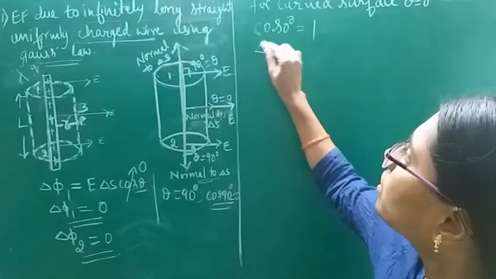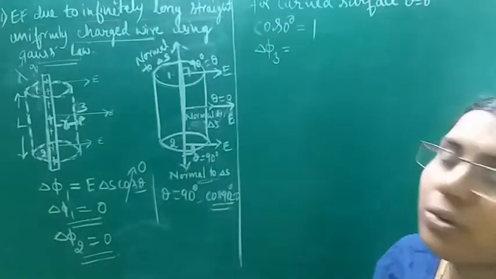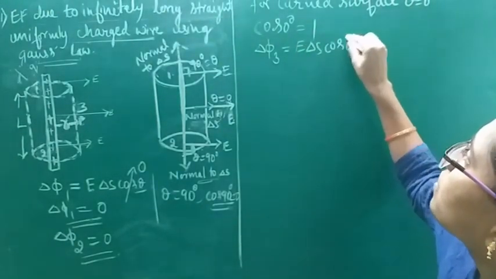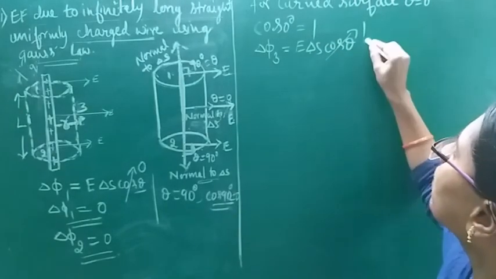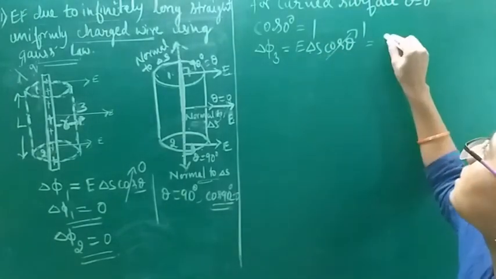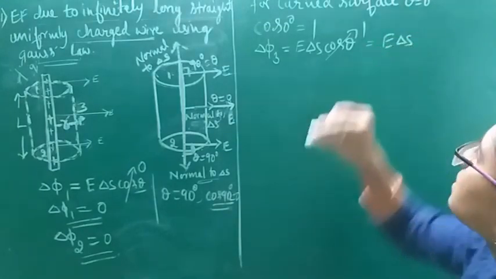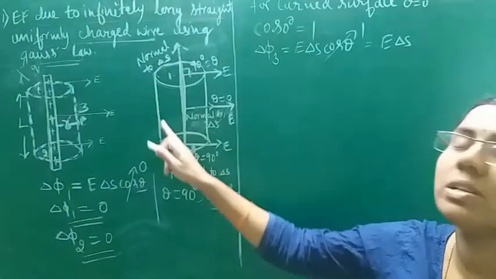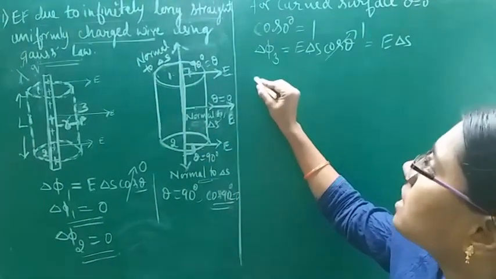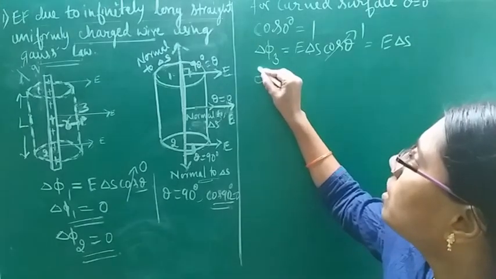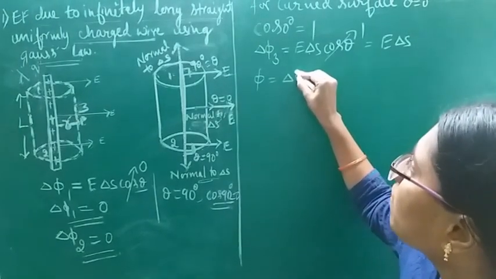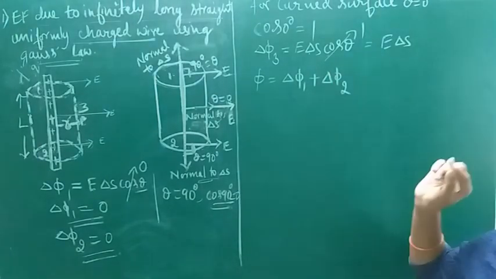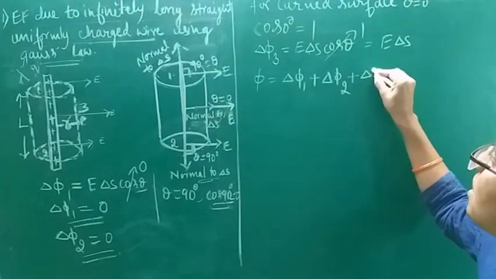So therefore the total flux delta phi 3 is equal to E delta S cos theta. Here the cos theta value is 1, so 1 multiplied by E into delta S gives E into delta S. Therefore, the total flux due to the whole cylindrical Gaussian surface is phi, equal to delta phi 1, the flux due to the first surface, plus the flux due to the second surface, plus the flux due to the third surface.